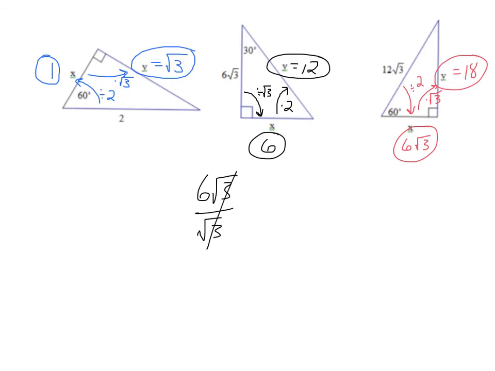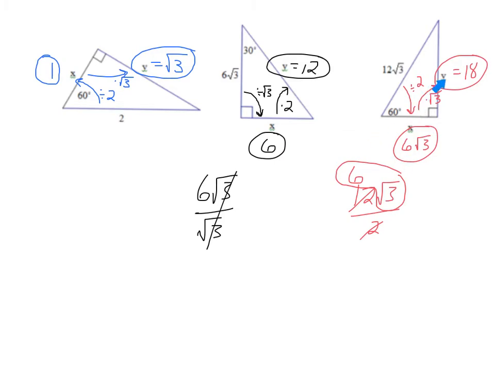The last example here, I have the hypotenuse, and I need to find the short leg. Going from the hypotenuse to the short leg, you're going from a larger to a smaller, so we divide by the magic number of 2 for the hypotenuse. So I take 12 square roots of 3 divided by 2. The 2 and the 12 simplify down, and that's why I was left with 6 square roots of 3. That's what I got for my short leg, 6 square roots of 3.